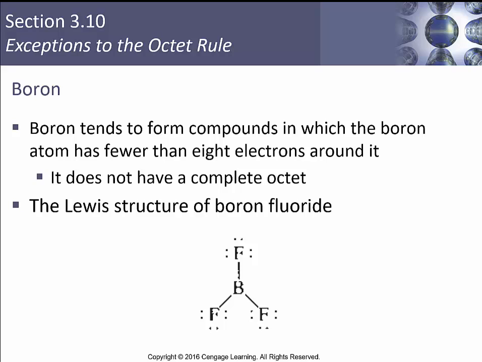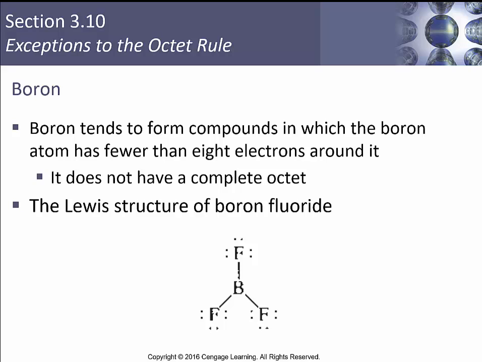This is the Lewis structure for boron trifluoride. I've got my boron in the middle. Boron only wants to form 3 bonds. It's going to give up some electrons over to the fluorine. That fluorine is going to have its octet completed, and the boron will have an incomplete octet.